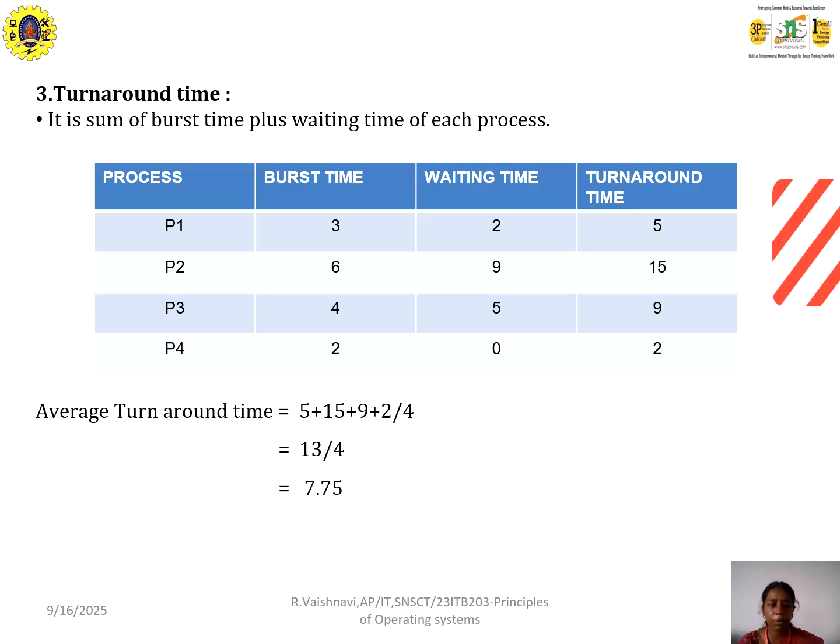And then turnaround time. For calculating the turnaround time, we have to add the burst time and the waiting time. So for process 1, the burst time is 3 and the waiting time is 2, so 3 plus 2 is 5. Likewise, we have to calculate for process 2, 3 and 4. Then for the average turnaround time, we add these 4 values and divide by 4. So the average turnaround time will be 7.75 milliseconds.